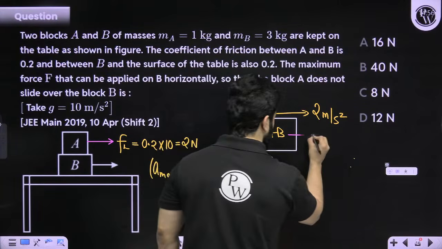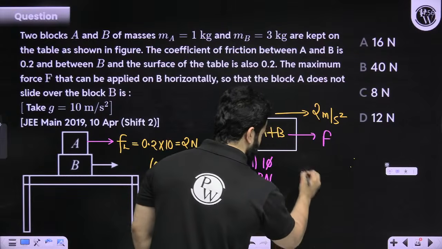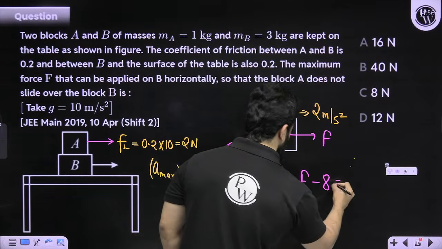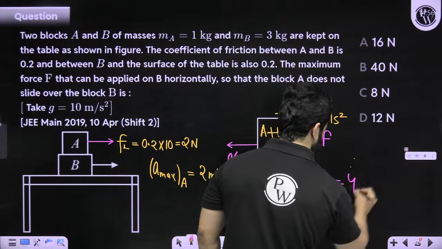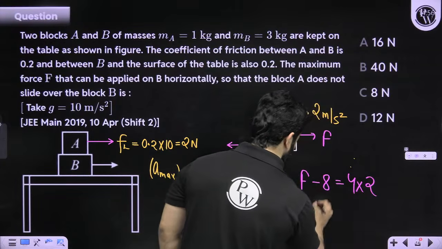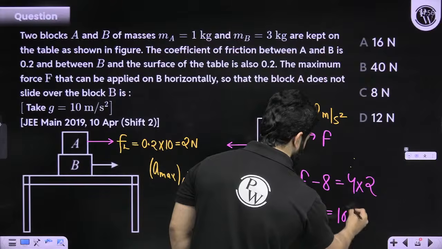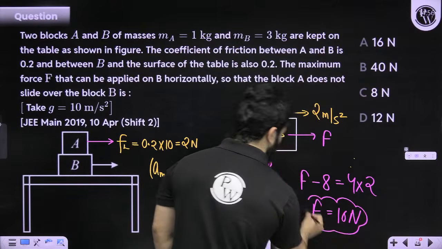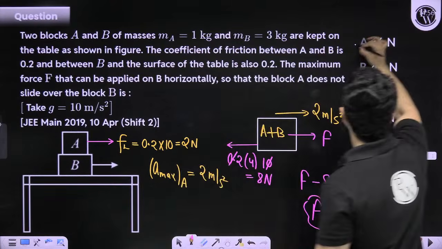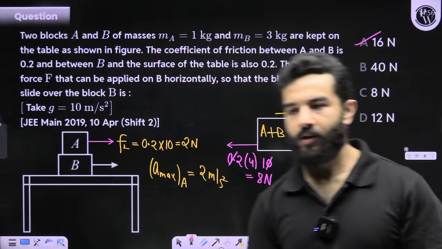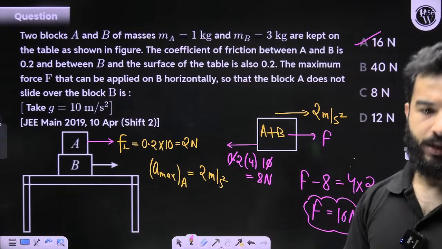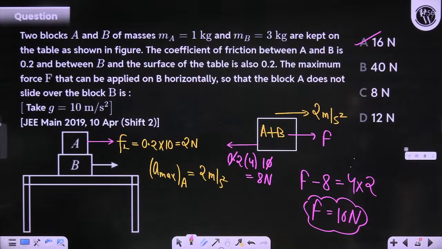So what is this force? So that means F minus 8 is equal to total mass times total acceleration. That means F should be equal to 16 Newton. That means option A is correct. Clear? Be quick. Let me know in the chat box if you have any doubt.